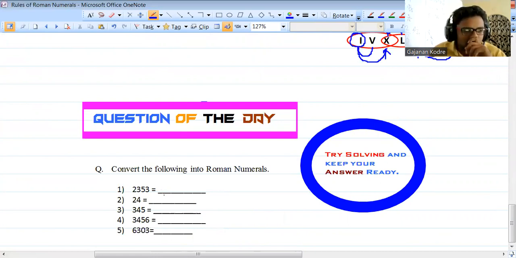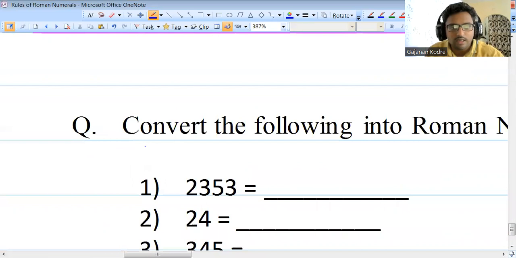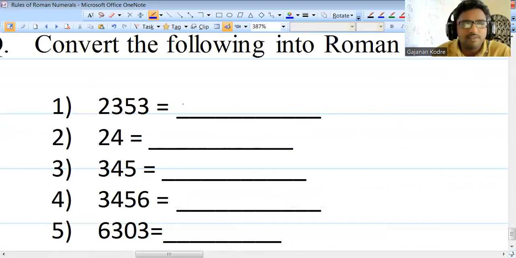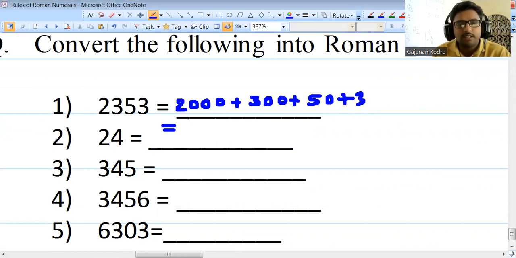Okay, now if we go with the rules, how can we write its answer? 2353 can be written as, just a minute. Now, how will we write this number? We know 2353 means 2000 plus 300 plus 50 plus 3. Now see, how can 2000 be made? 2000 can be written as 1000 plus 1000.